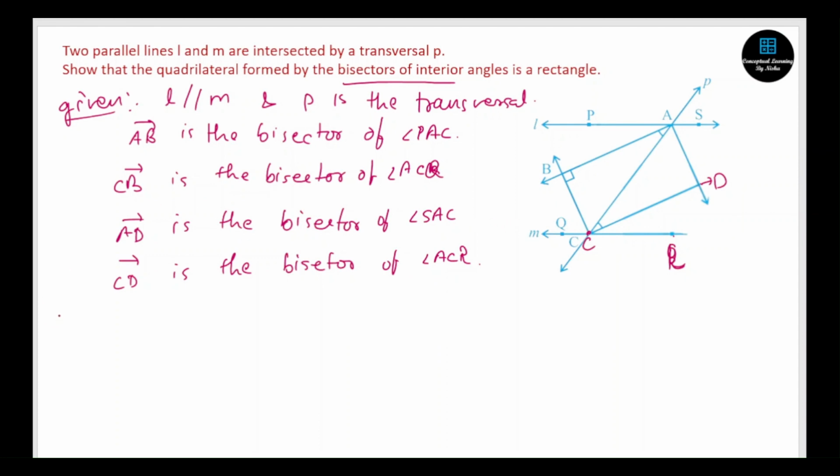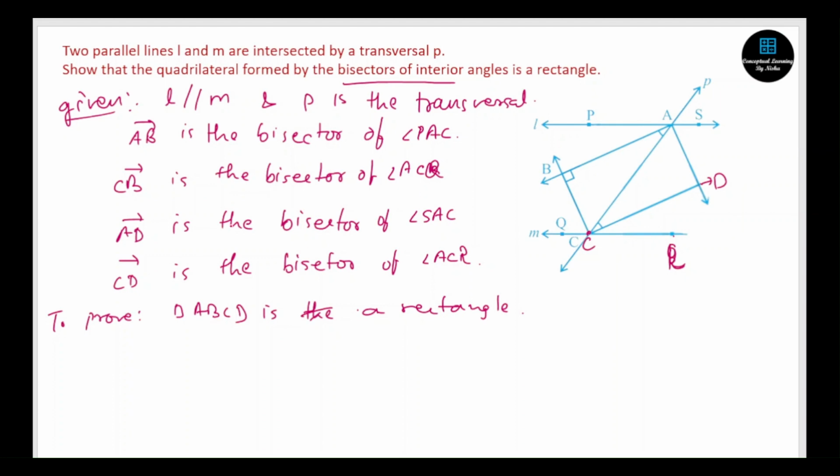So what do we have to prove now? To prove: ABCD is a rectangle.